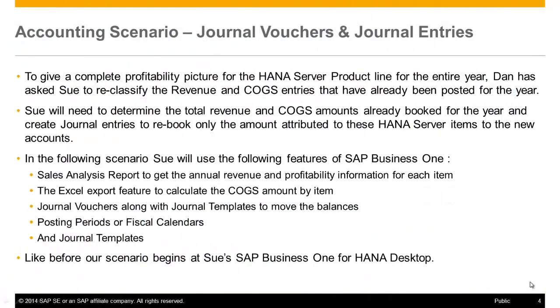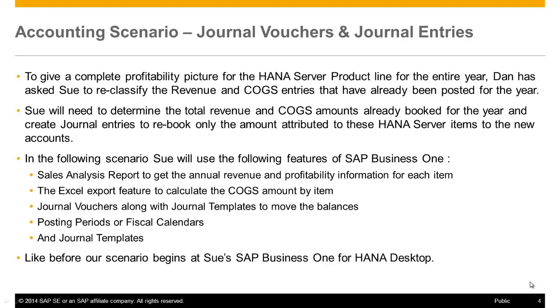Accounting Scenario 2. Journal vouchers and journal entries. To give a complete profitability picture of this new HANA server product line for the entire year, Dan has asked Sue to reclassify the revenue and cost of goods sold amounts that have already been posted from the previous GL accounts to the new GL accounts. Sue will need to determine the total revenue and cost of goods sold amounts already booked from January to July and create journal entries to rebook only the amounts attributed to these HANA servers.